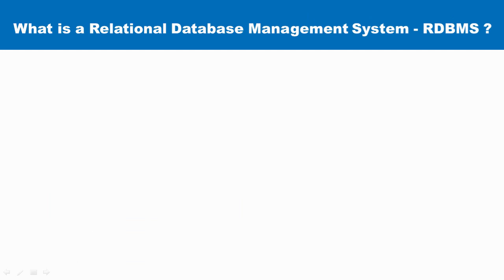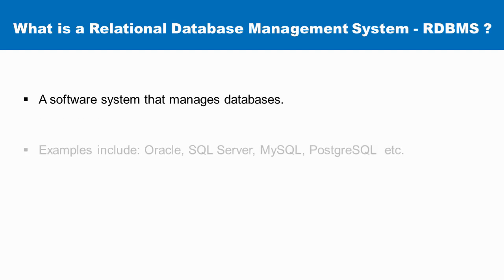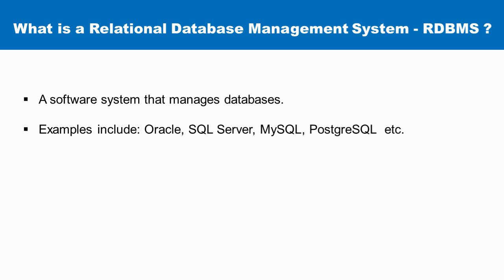What is a relational database management system? It is also referred to as RDBMS. Basically, this is software that is used to manage and run databases. So there are lots of them out there. For example, we've got Oracle, SQL Server, MySQL, PostgreSQL, and so on. There are so many, but the top ones are usually Oracle, SQL Server, MySQL, PostgreSQL, and others. So basically, it's software used to manage and administer databases.